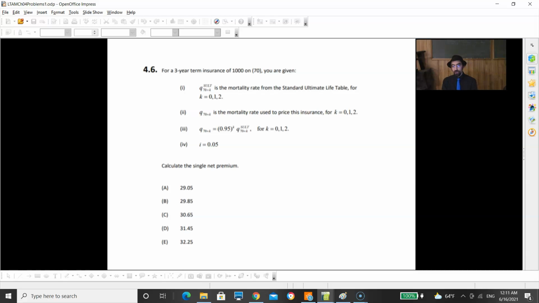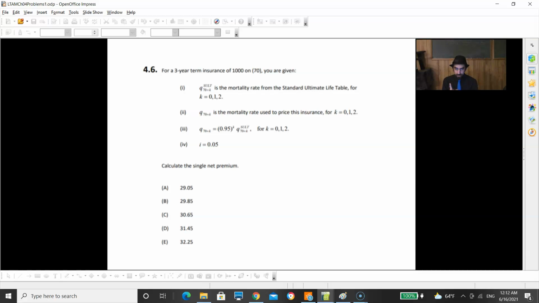But 4.6, for a 3-year term insurance of $1,000 on a 70-year-old, you're given Q standard ultimate life table, the mortality rate from the standard ultimate life table. Q70 plus K is the mortality rate used to price this insurance. Q70 plus K equals 0.95 to the K times Q standard ultimate life table. Fine. And they give you the interest rate. It says calculate the single net premium.